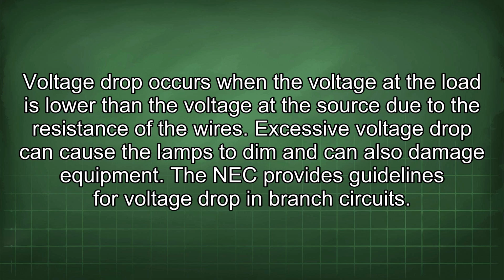Fifthly, the voltage drop in the circuit should also be considered. Voltage drop occurs when the voltage at the load is lower than the voltage at the source due to the resistance of the wires. Excessive voltage drop can cause the lamps to dim and can also damage equipment. The NEC provides guidelines for voltage drop in branch circuits.